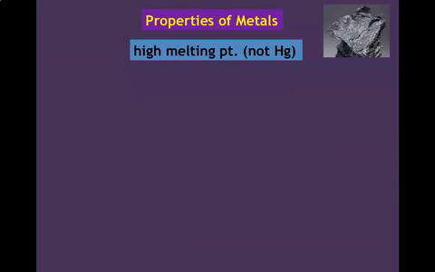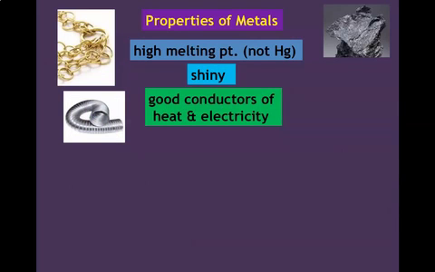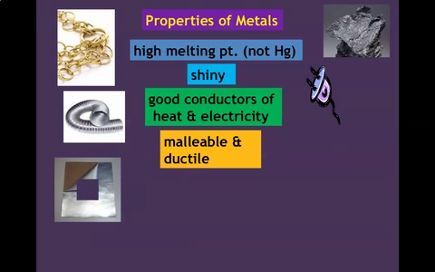So the properties of metals. They have a high melting point, except for mercury, which is a liquid. They are shiny. They're good conductors of heat and electricity, which means they allow those things to pass through. They're malleable and ductile. Malleable means you can hammer it into a thin sheet, and ductile means you can draw it into a wire.